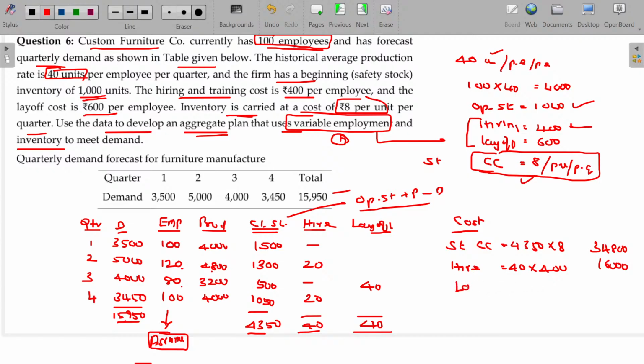For layoff, how many employees are laid off? 40. For laying off of every employee, it costs me 600, 24,000. Overall cost for the suggested model is 74,800. This one is purely assumption. If you assume otherwise, then the answer may be totally different.